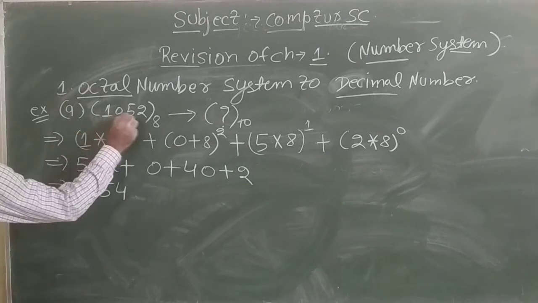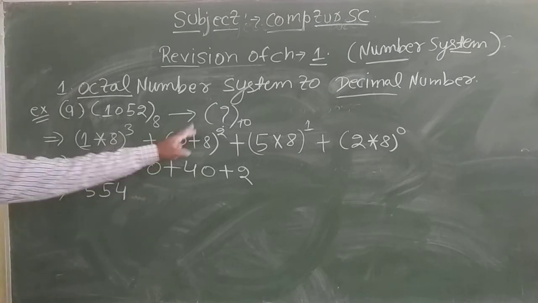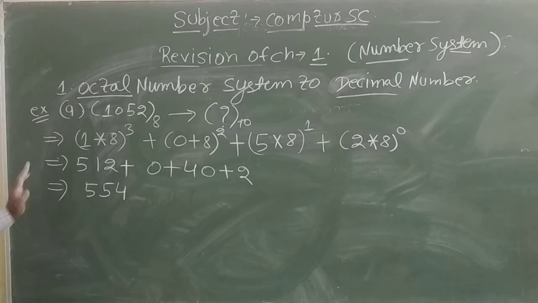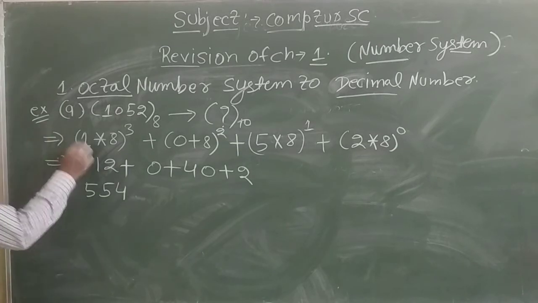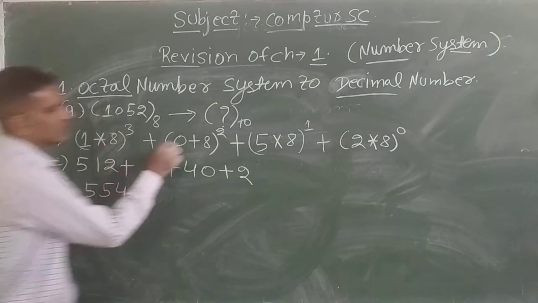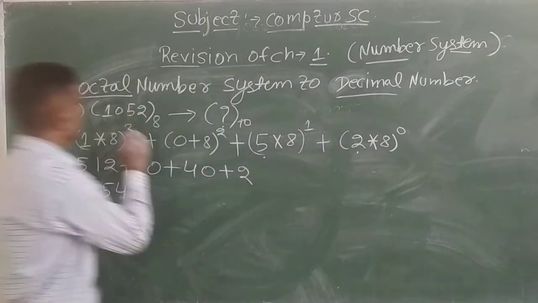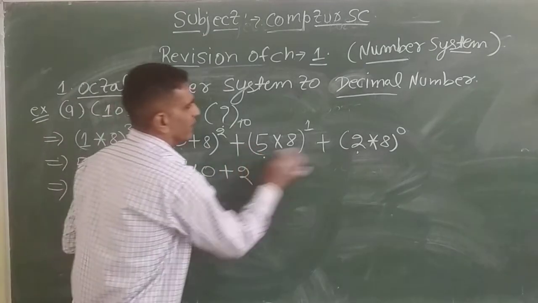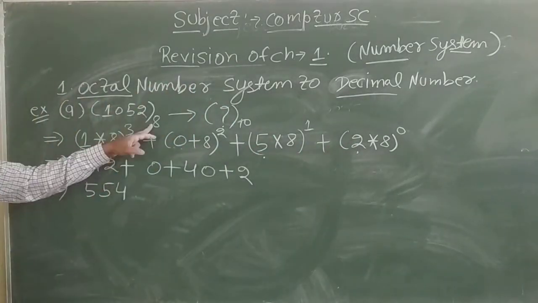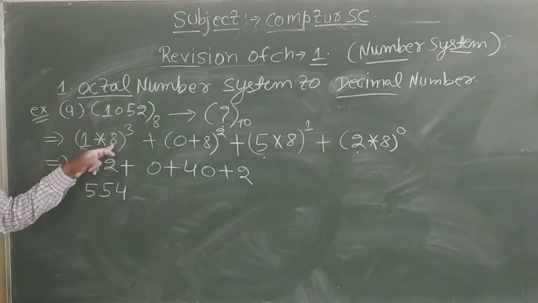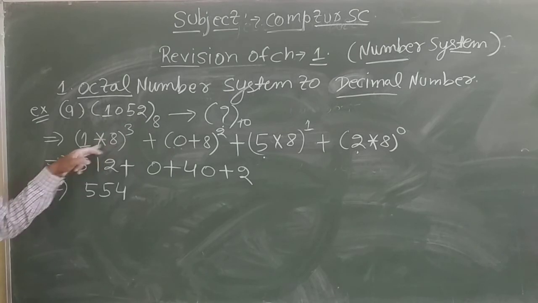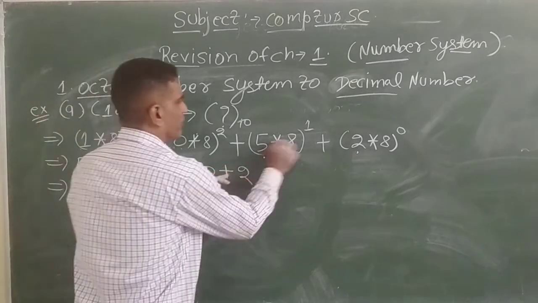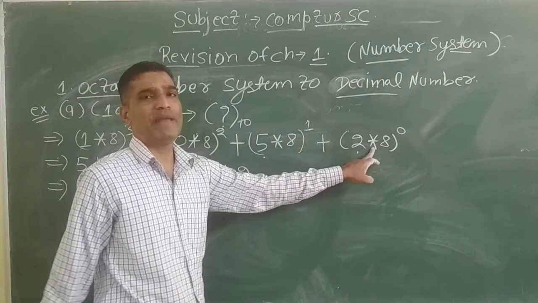1052 in base 8 means this number is in octal and we have to convert it into a decimal number. First of all, we have to write it in singular form: 1052. Here there are 4 digits. It is an octal number, so we have to multiply each and every digit by 8. 1 multiplied by 8, 0 multiplied by 8, 5 multiplied by 8 and 2 multiplied by 8.